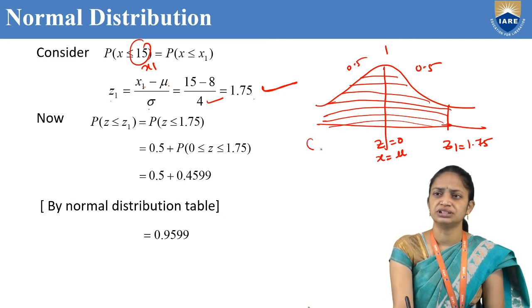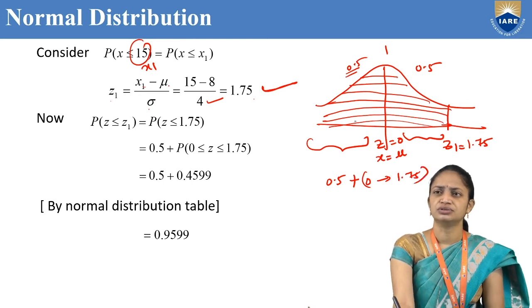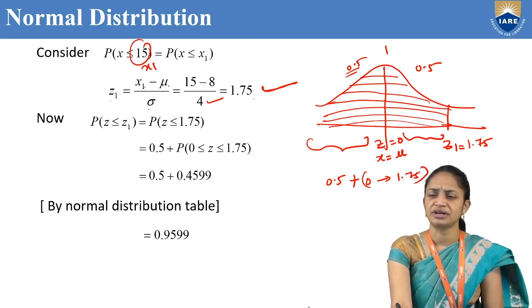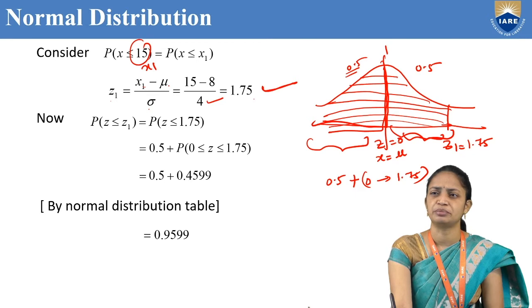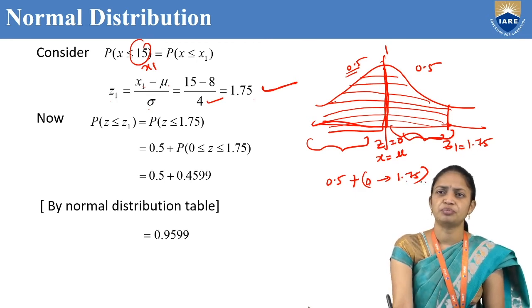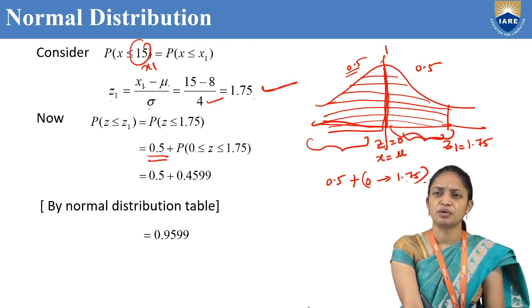Okay. So this total area is nothing but, we know, 0.5. So 0.5 plus here to here area. That means 0 to 1.75. So this total area up to here is 0.5, and we need this area also. So that means 0 to that value, which is 1.75. So 0.5 plus the probability of 0 to 1.75.